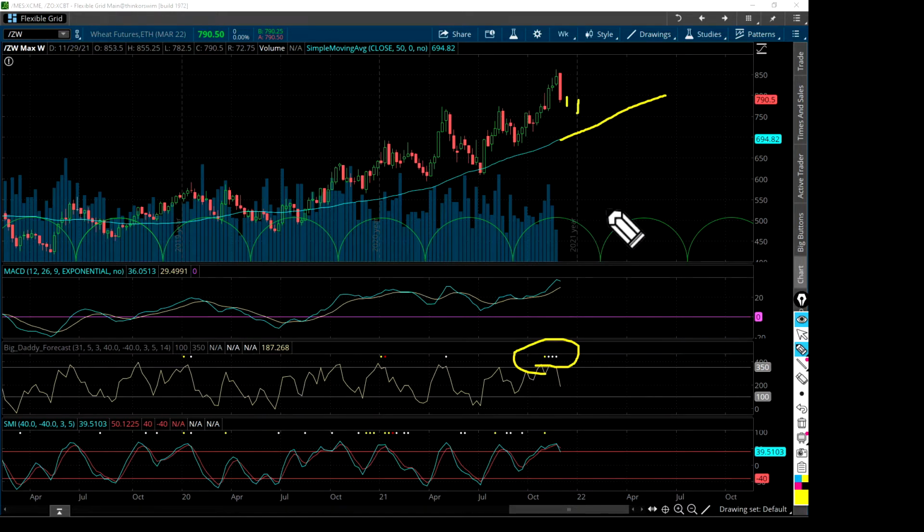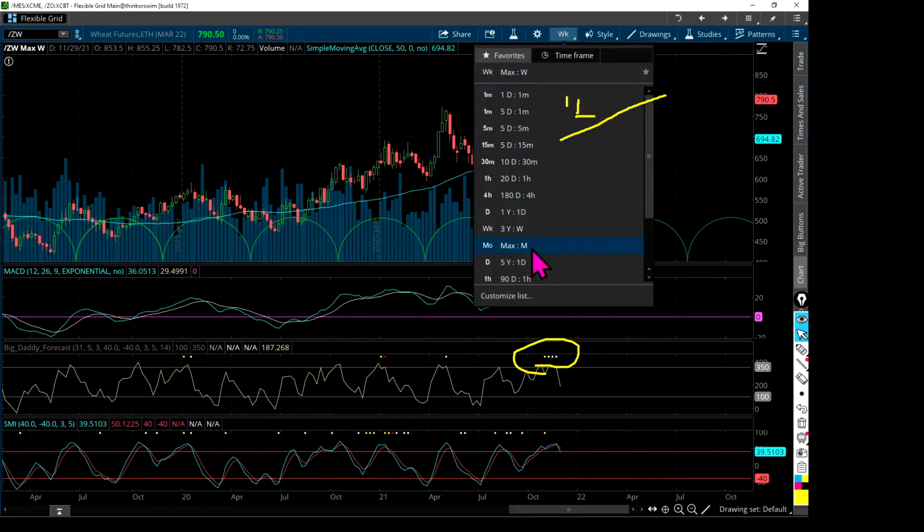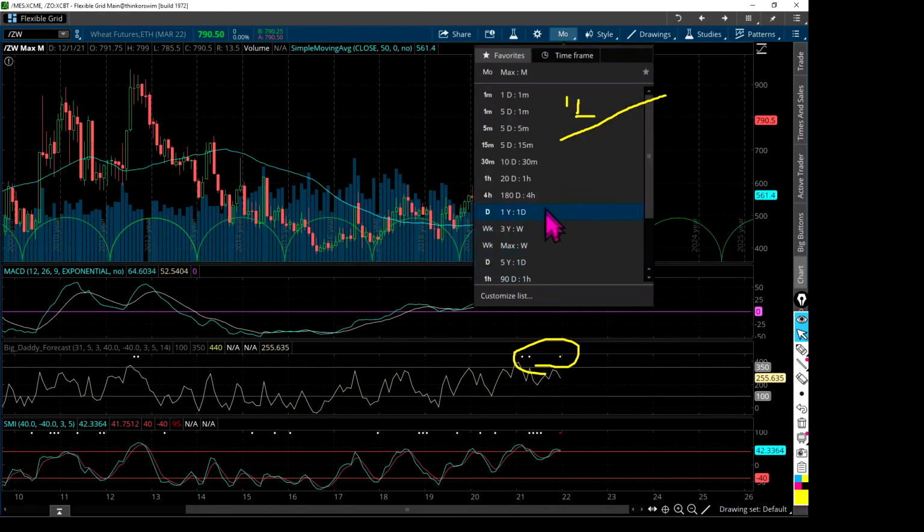Okay? So on the weekly, again, I think we'll get some more love out of this going down. Maybe we get down to 750. I think that's very possible. 750 could happen. All right. Okay, hourly.